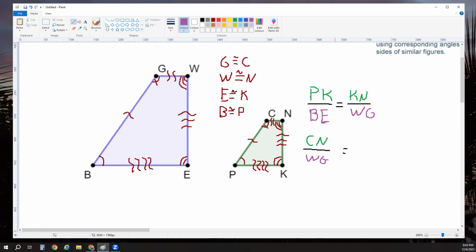Hold on a second, pause this. See what these things tell me. I would just flip this around too. It would be CN. Oh, I haven't used CN yet, have I? Let's say I had CN over WG, right?